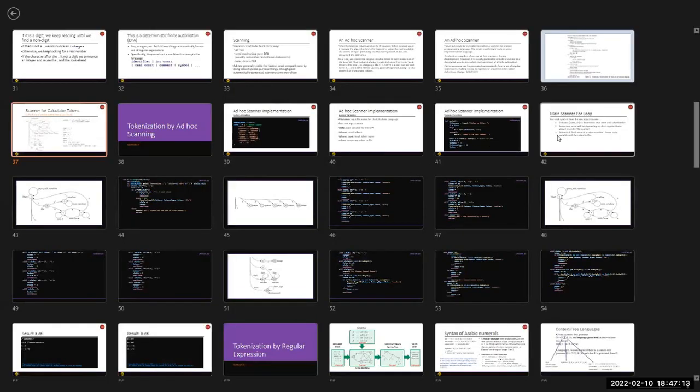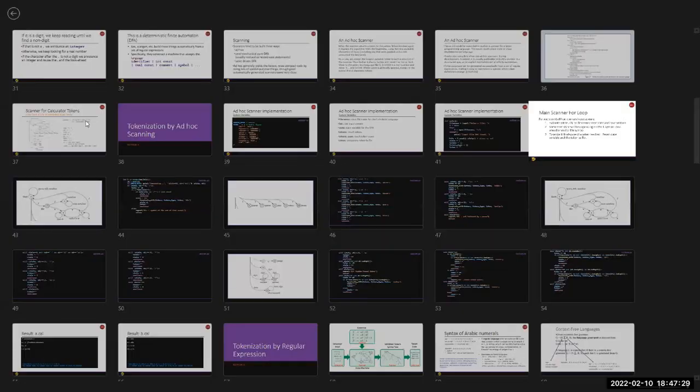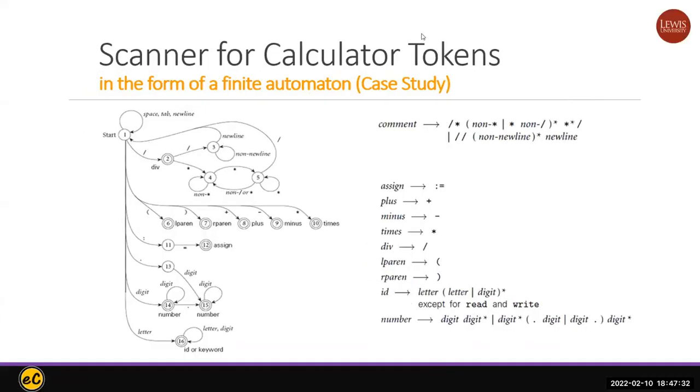From there, we start to look into the main scanner loop. For each symbol from the raw input string, we evaluate the current state and the character to determine the next state and tokenization. This follows this state machine. So here, for example, you see a parenthesis that will be a left parenthesis token or right parenthesis token, plus, minus, and times. And if you see a colon, the next one must be equal. If it's not equal, then you have a grammatical error. And if it's equal, then that's an assign token.